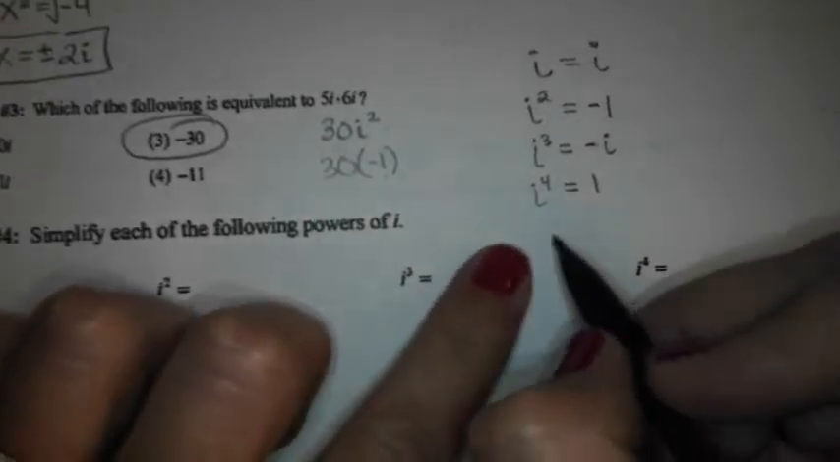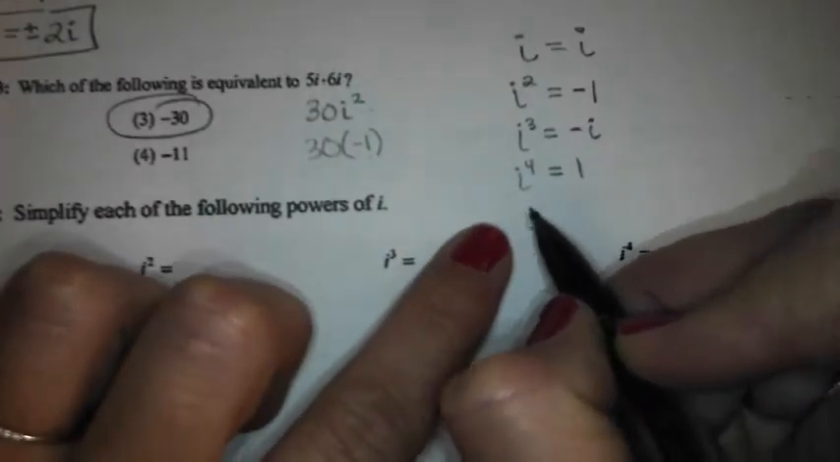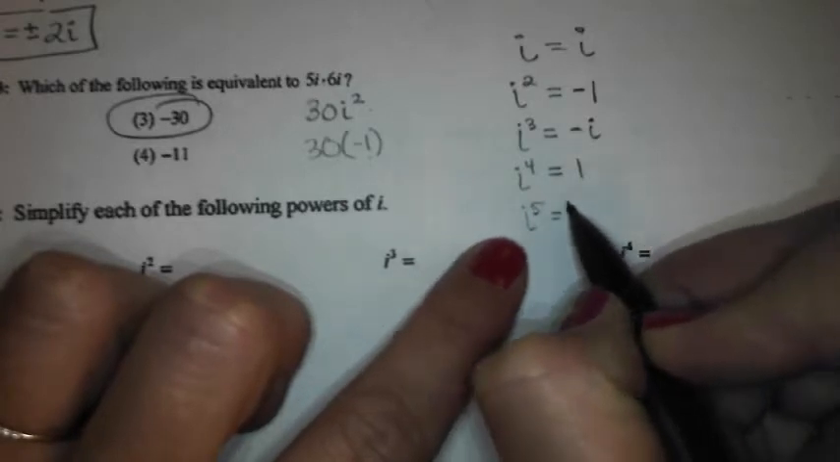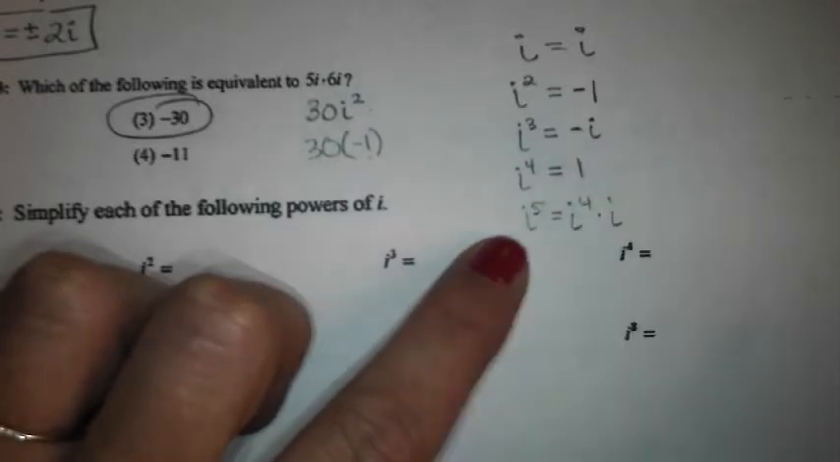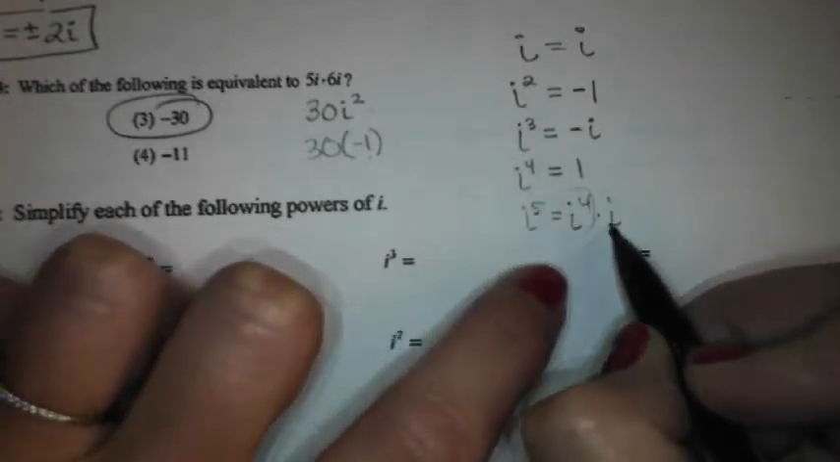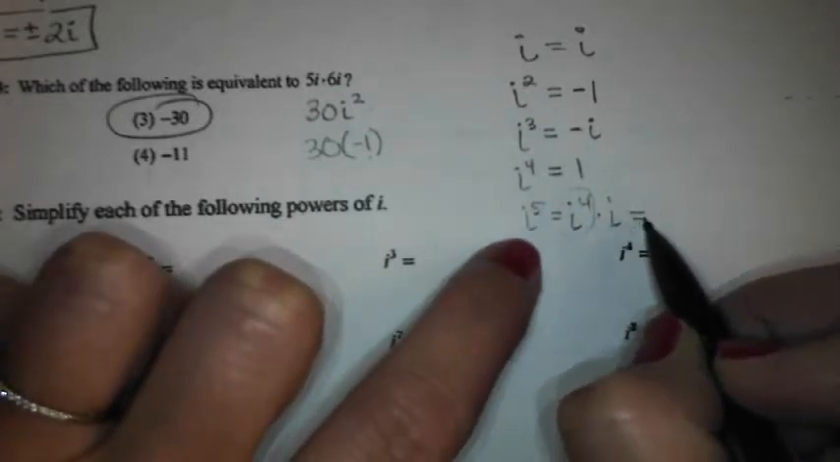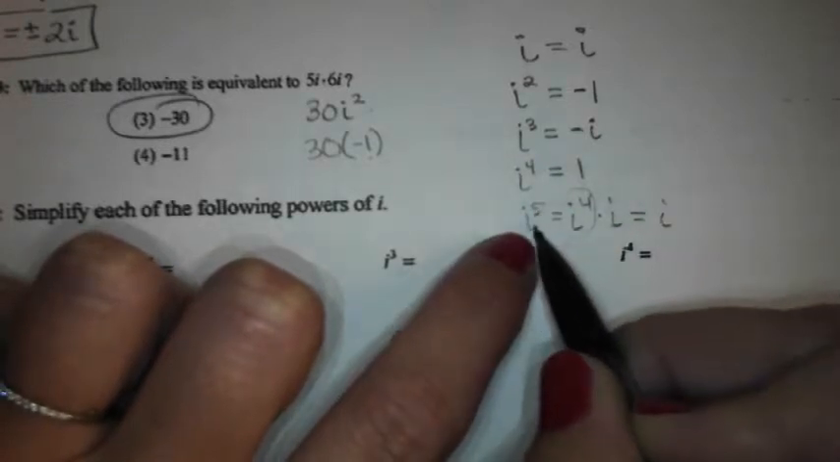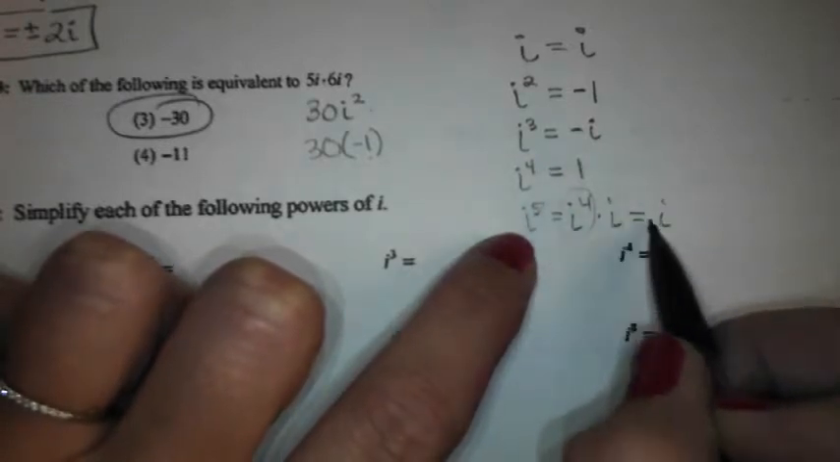Now, don't write down i to the fifth. Just watch what I'm going to do here. Isn't i to the fifth the same thing as i to the fourth times i? And what is i to the fourth? 1. What's 1 times i? Just i. So don't write this down. i to the fifth is just i.